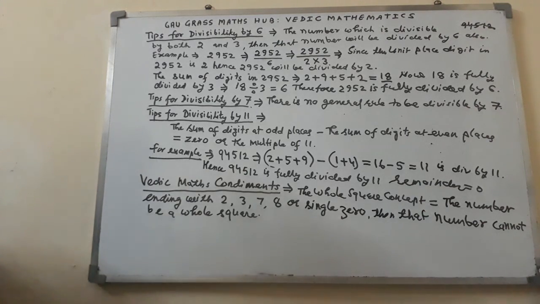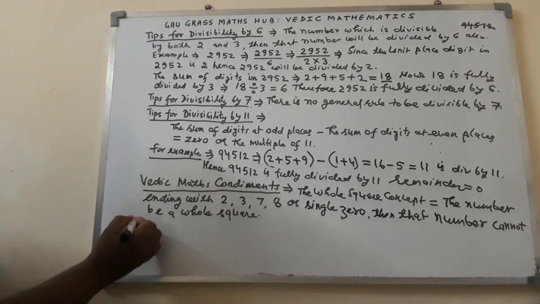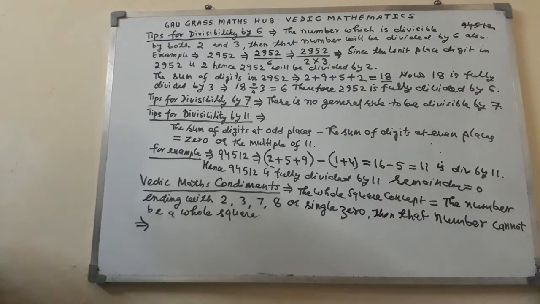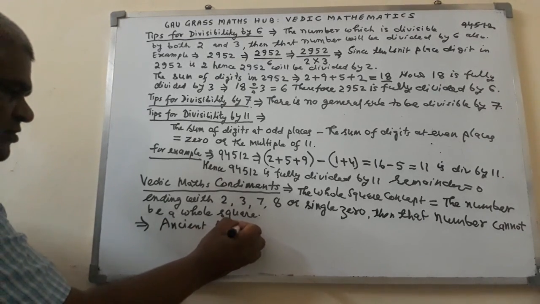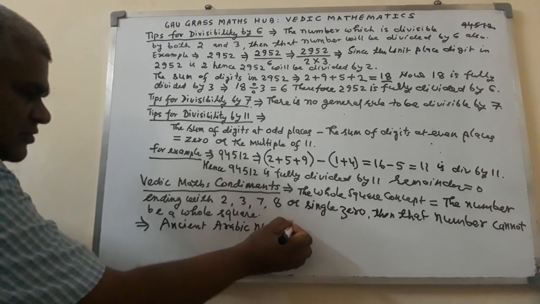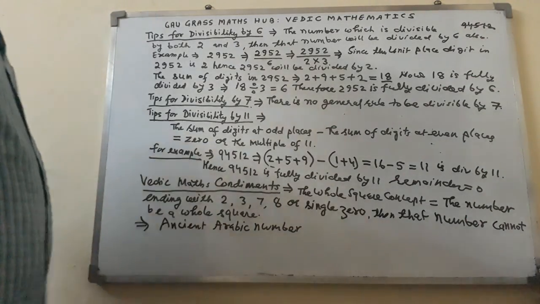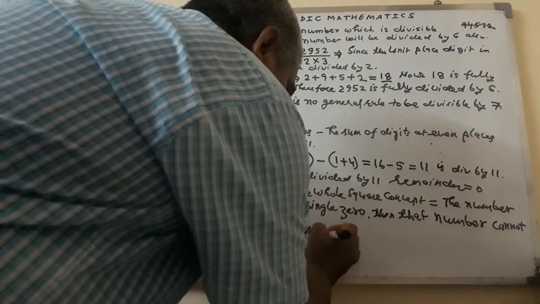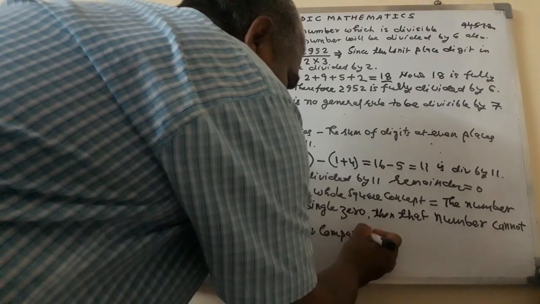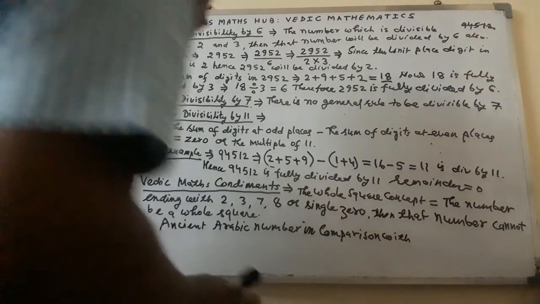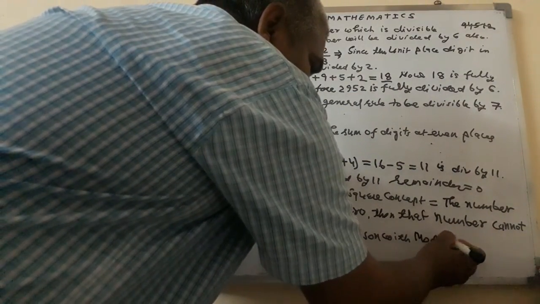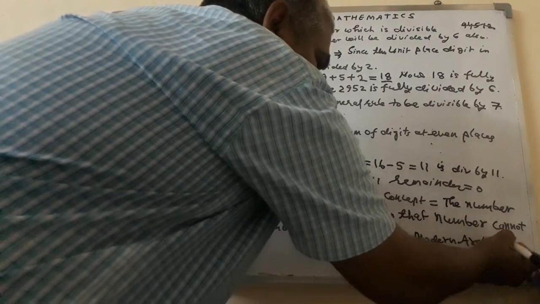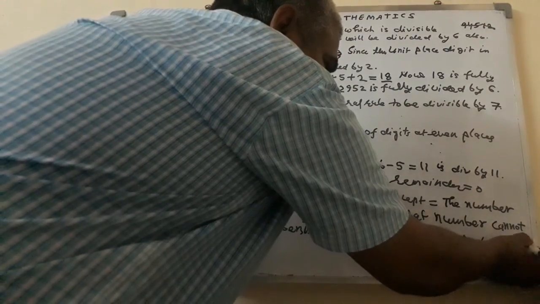Now, the next concept I shall write here: ancient Arabic numbers in comparison with modern Arabic numbers. Now let us see what it says.